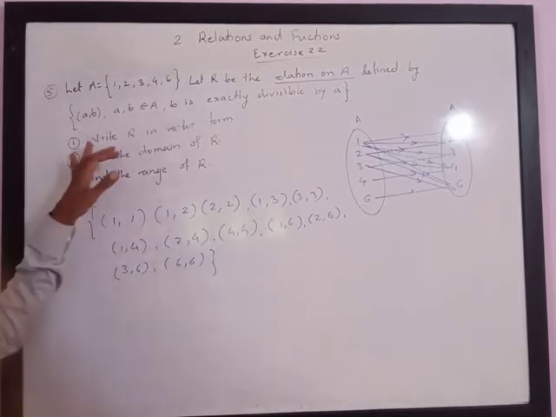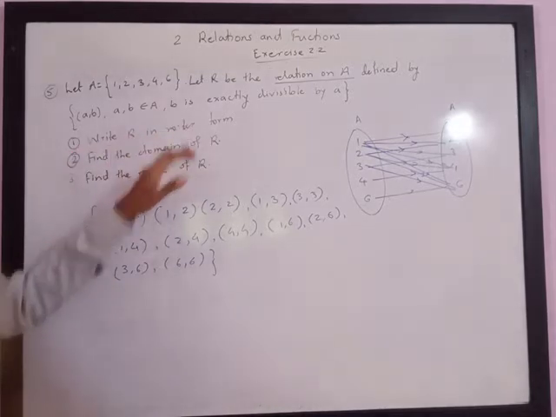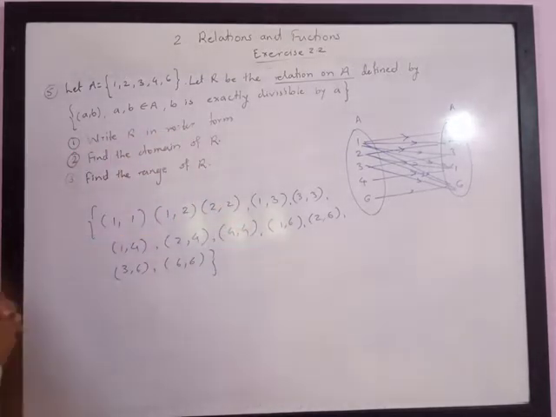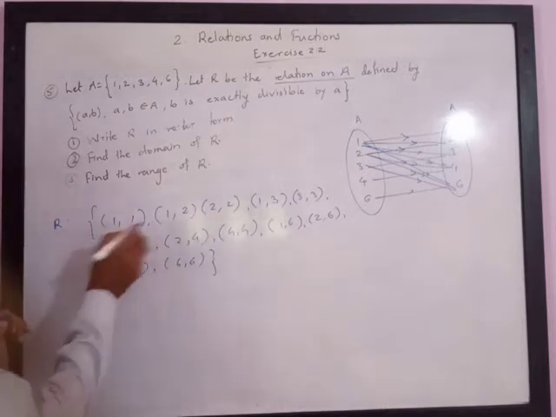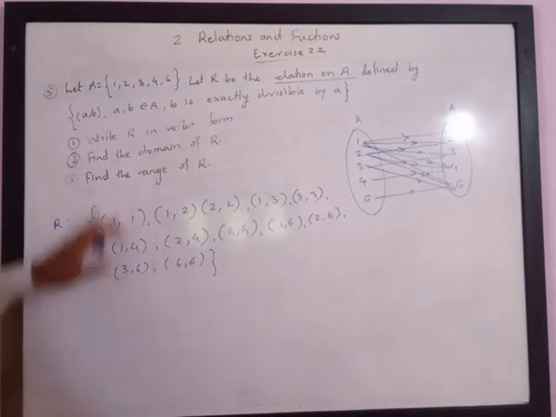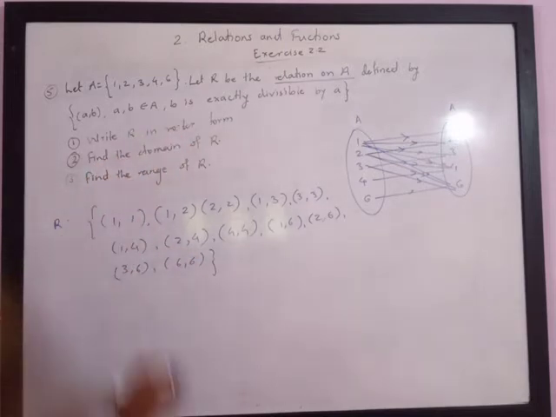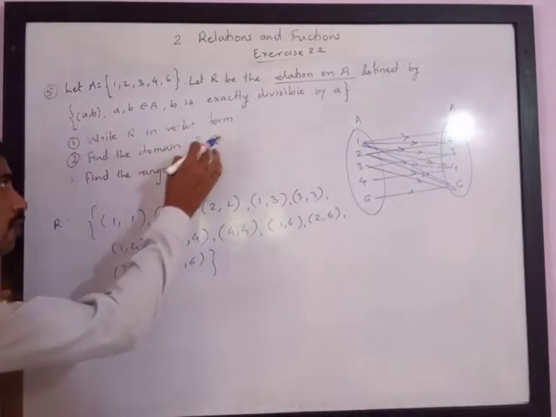See, we will ask the first question: write R in roster form. This itself is the relation in roster form. When we write all the elements with the help of commas, this is called the roster form of the relation.